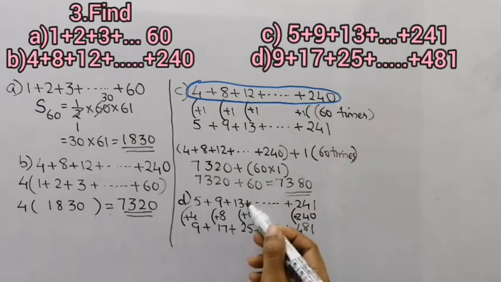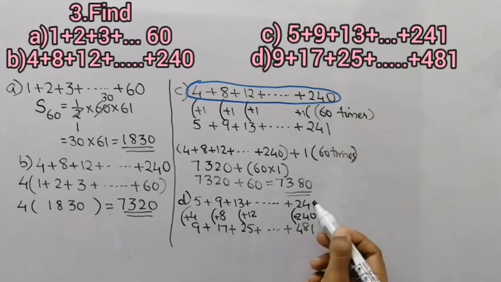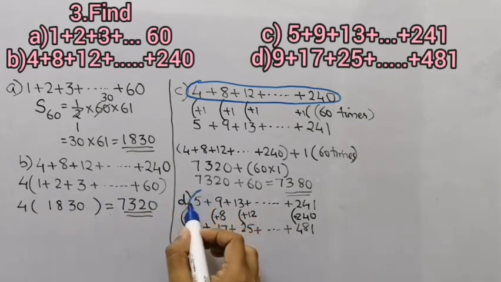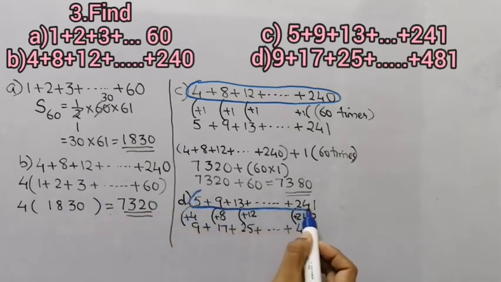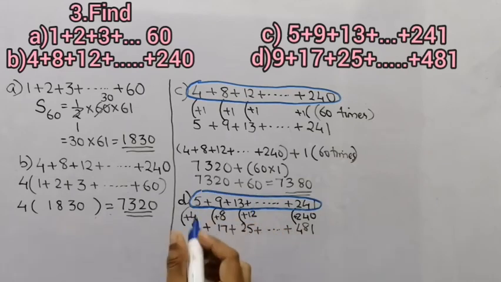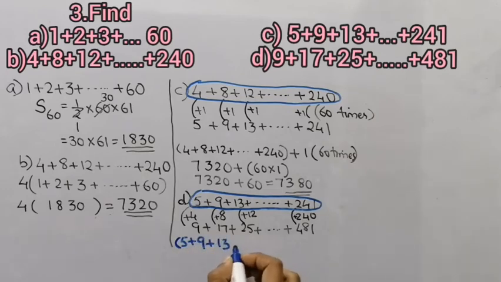5 plus 4 is 9, 9 plus 8 is 17, 13 plus 12 is 25, 241 plus 240 is 481. So here, first we are adding with this sequence. See how I'm going to write here. I'm using blue color here for understanding. With 5, 9, 13, etc. up to 241, what are we adding?